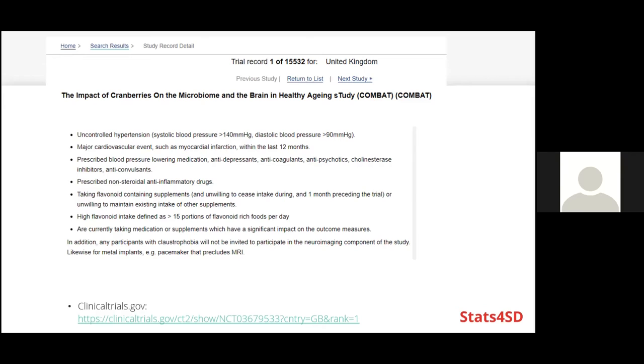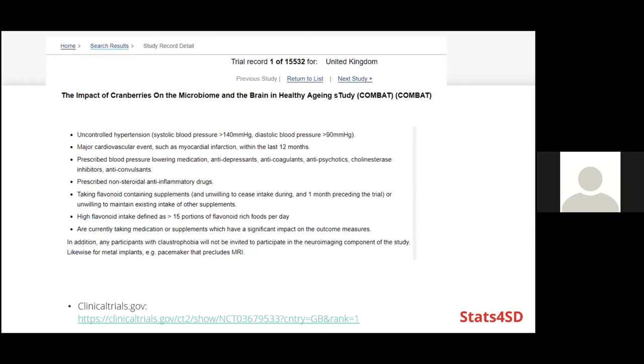There'll be a long list saying, okay, we don't want... I think these are the exclusion criteria for this study about whether cranberries can help your brain. So they don't want people with high blood pressure. They don't want people who've had a heart attack. They don't want people who are taking particular kinds of drugs. They don't want people with high flavonoid intake, which is cranberries effectively. They don't want people who are already eating lots of cranberries and so on. And they don't want people with claustrophobia because they'll have to image their brain at some point. So for all of these medical trials, they always think very, very carefully about who exactly is in their population.